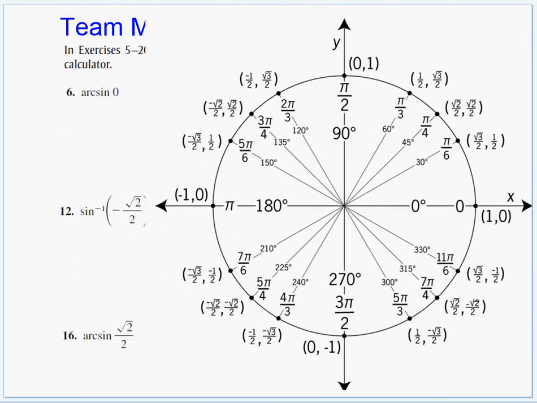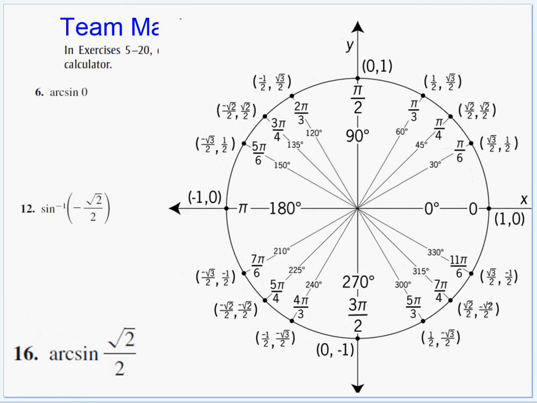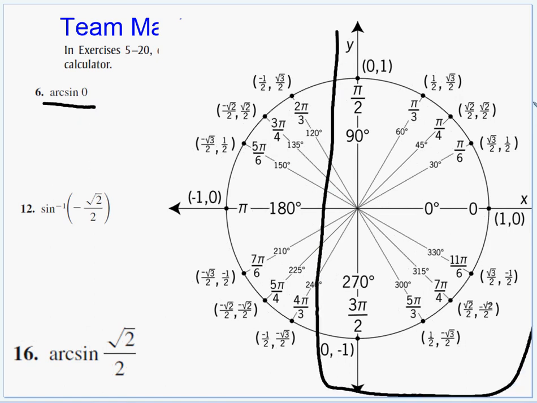A few more here. Arc sine 0, sine inverse negative root 2 over 2, arc sine root 2 over 2. All right, arc sine of 0. Look for a y value. Again, we want to stay over here in the good neighborhoods. We don't want to go to the bad ones. Here our y value is 0. What angle made it happen? 0 radians.